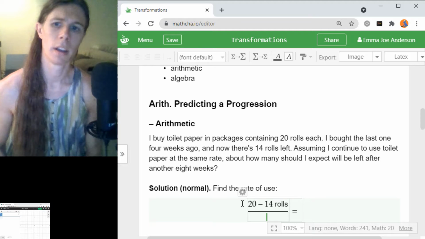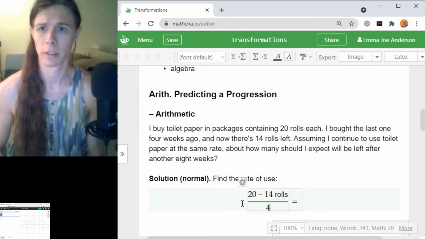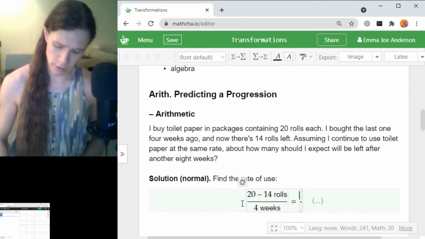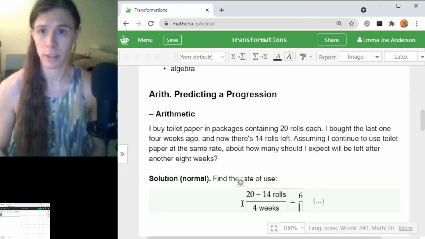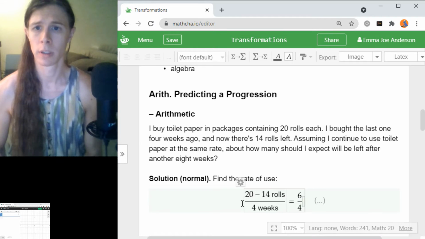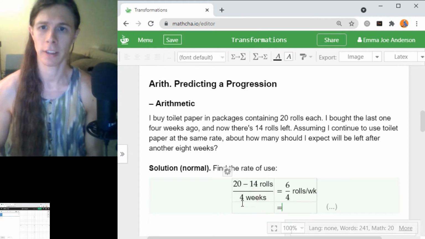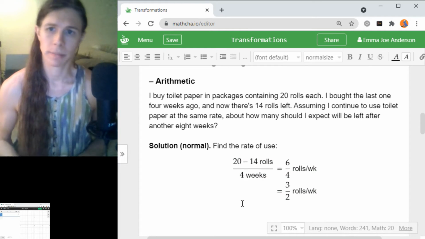And 4 weeks is how long I used them in. 20 minus 14 is 6 over 4 is 4 rolls per week, which is 3 halves. 3 over 2 rolls per week. Okay.